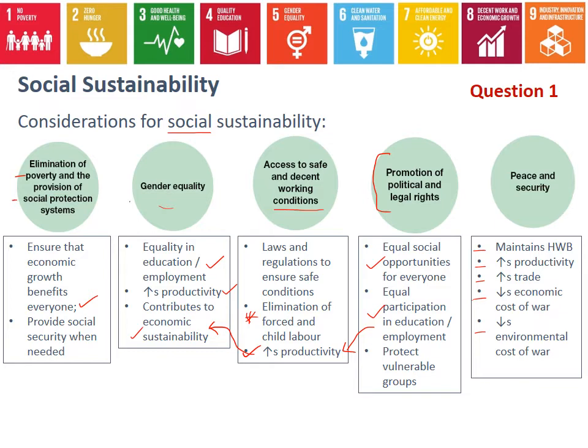So once you've got those written down, just jump into question 1. It's a table where I want you to summarize how each of these considerations impact social sustainability. And then I want you to try and link each one to a dimension of health and well-being.